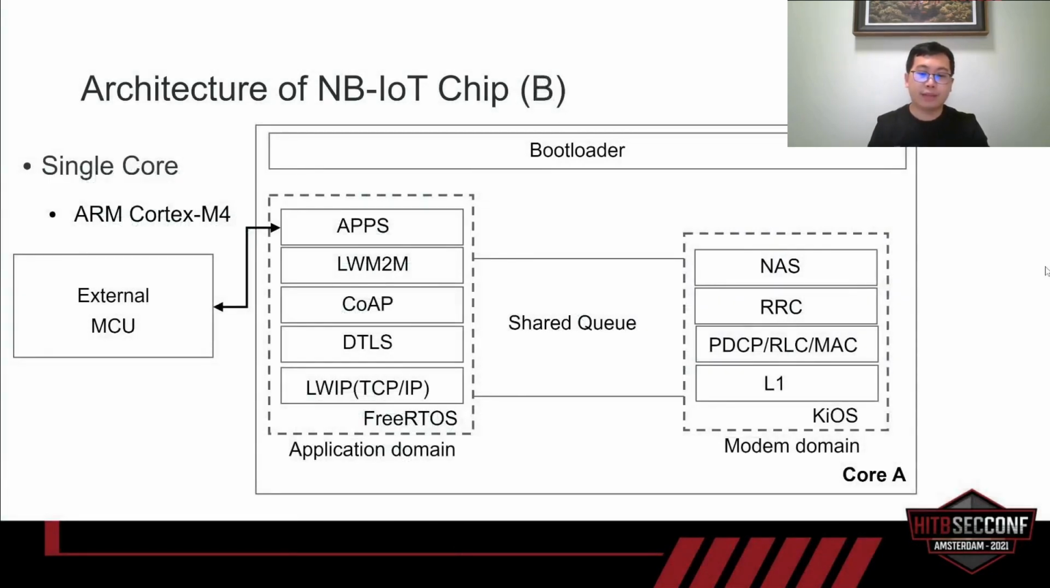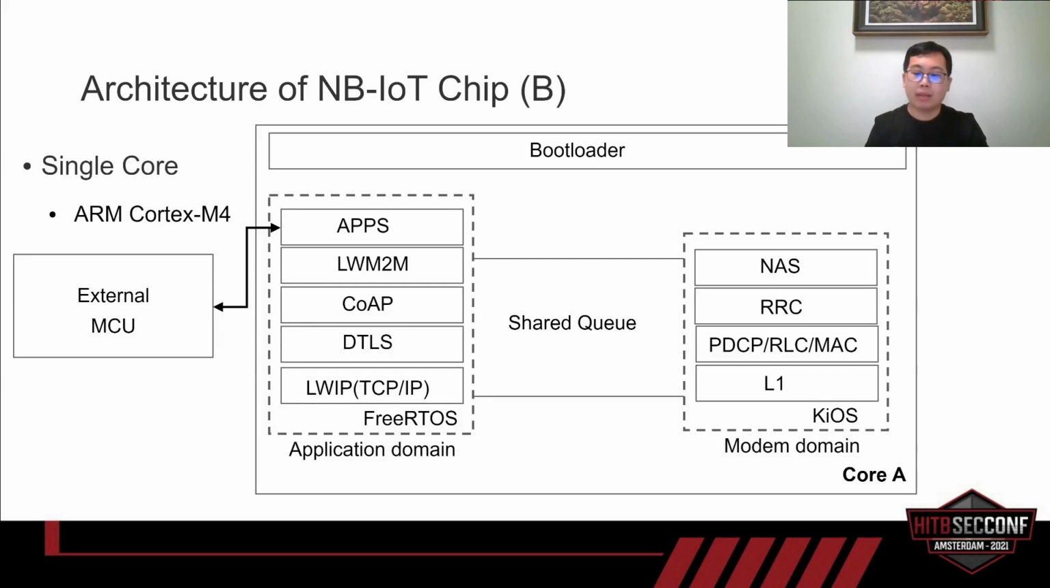The other chip architecture is explained in a single-core way. Take chip B as an example, which uses ARM Cortex-M4. The entire core is divided into two domains, including the application domain and modem domain. It is very similar to the division of AP and modem in a mobile phone.